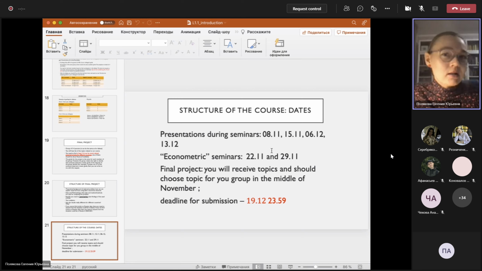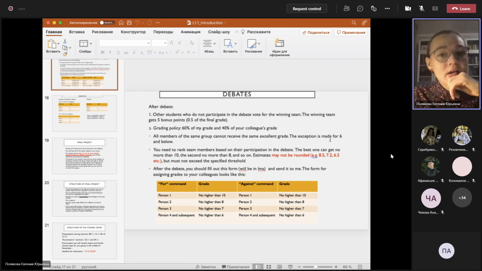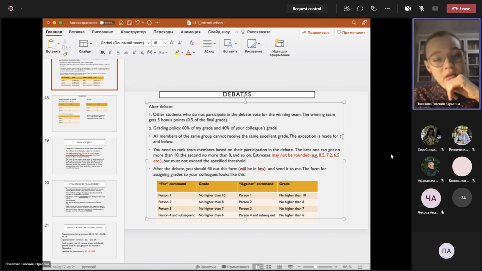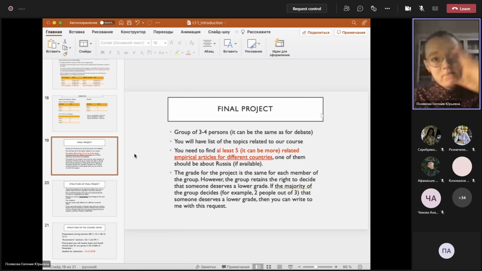Okay. Let's do it this way in small groups. Exceptions made for 7, for instance. So the first person no higher than 10, the second one no higher than 8, the third person and subsequent no higher than 7. Then you can decide, if there are 3 people in a group, someone gets 10 or 9, someone gets 8, and someone gets 7. But about the equality, I decided this final project will be 1 grade further. So for debates, we have this grading and ranking situation.